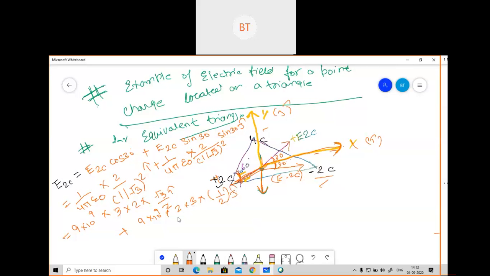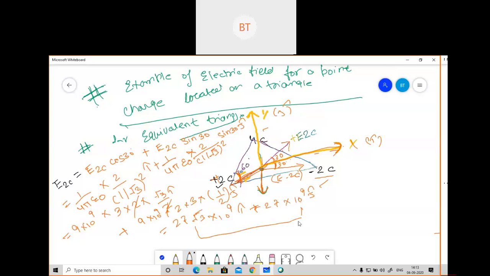So now only the calculation part is left. These two will get cancelled, and you are left with 27, 9 into 3, 27 root 3 into 10 to the power 9 i cap plus this value. What we'll get, this will be the same, 27 into 10 to the power 9 j cap. So only the calculation part. So we have calculated for E2C.